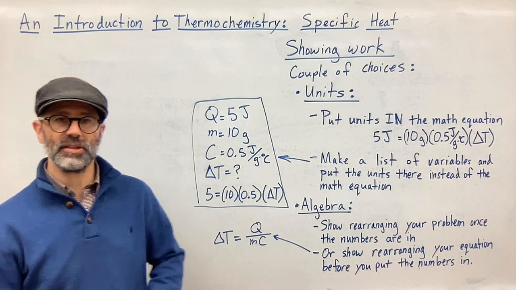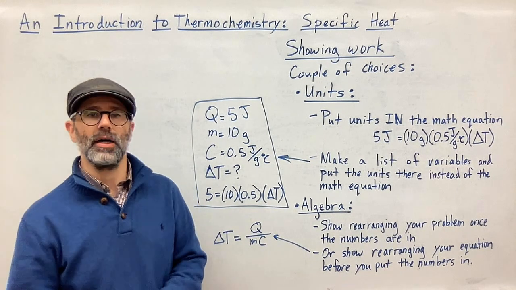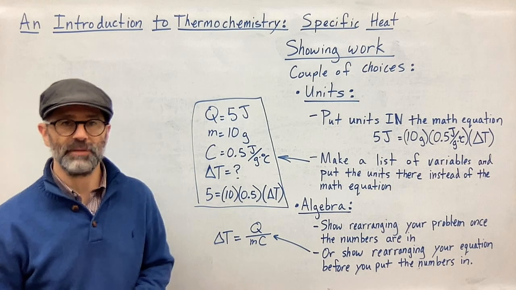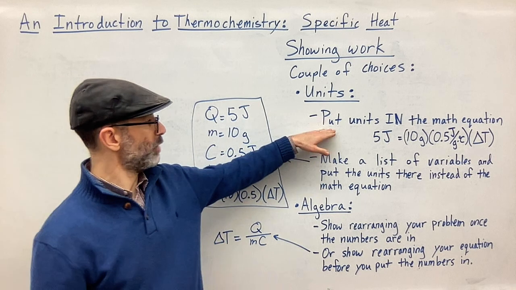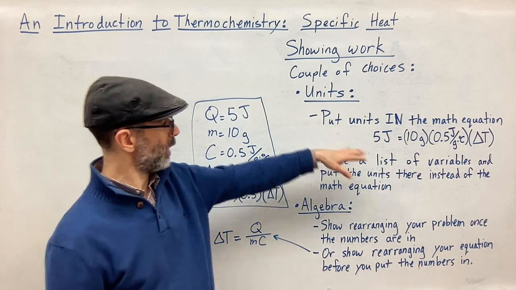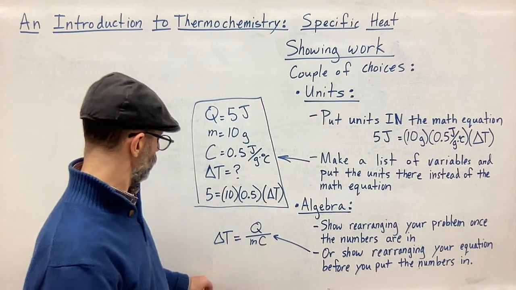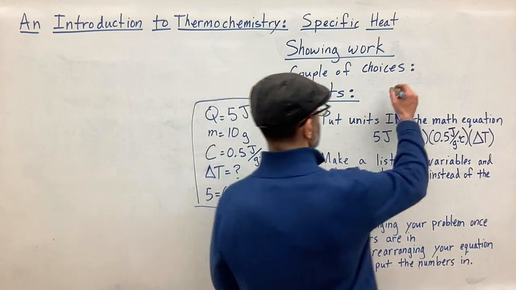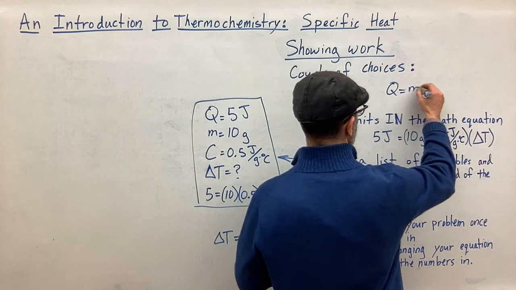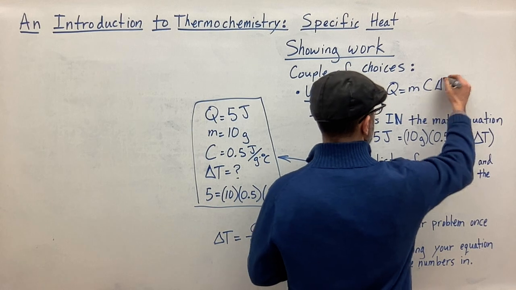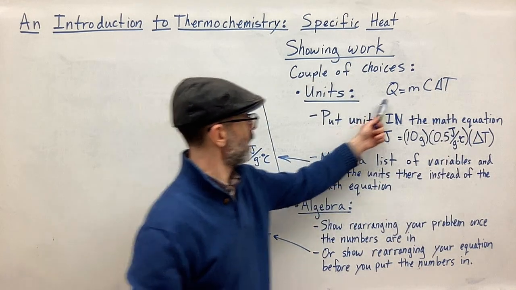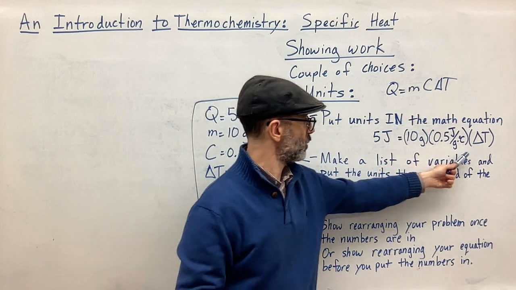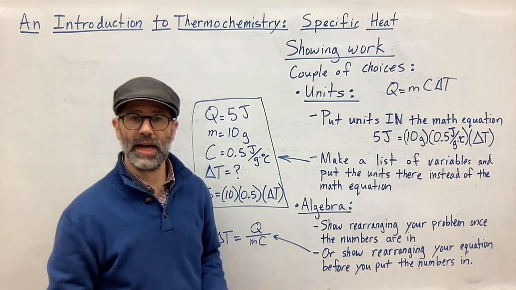Okay, so let's talk a little bit about showing work. You've got a couple of choices here. For units, you can either put the units into the mathematical equation. So I have my Q equals MCΔT, and I can plug everything into the equation directly and solve it that way.